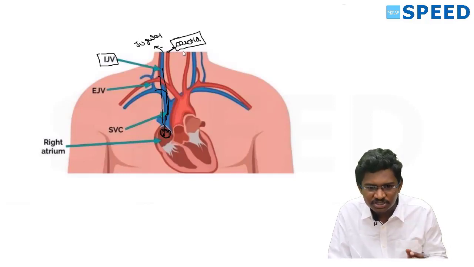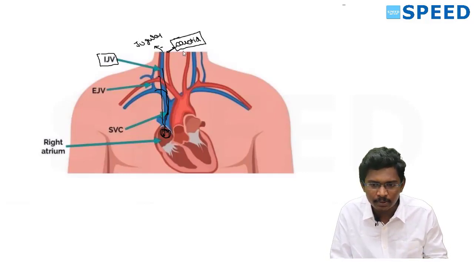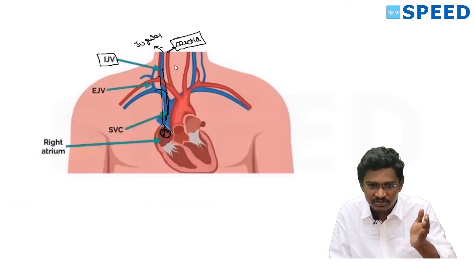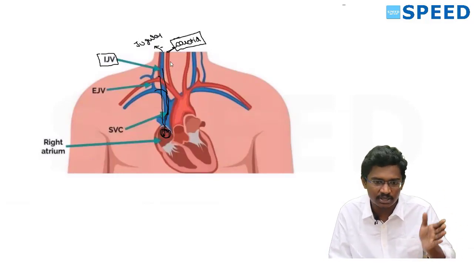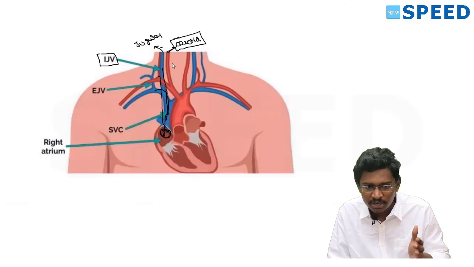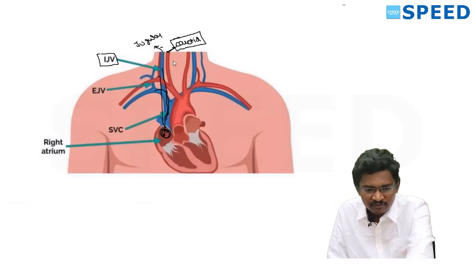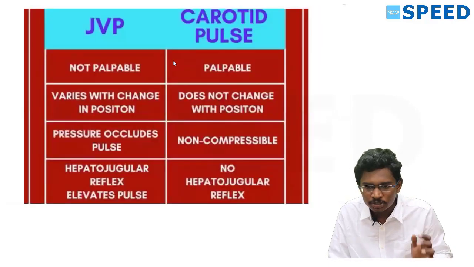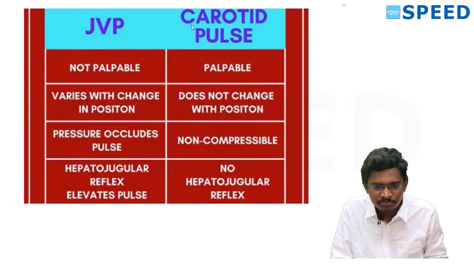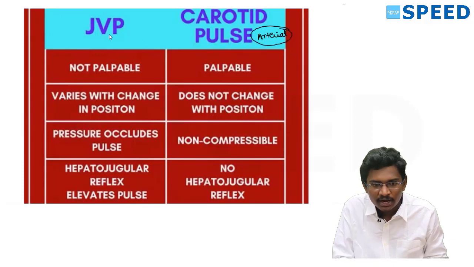Now our question is how to differentiate, clinically as a physician, or in an MCQ, how you are going to differentiate it by clues. See, first thing is carotid and JVP. Carotid is an arterial pulsation, and jugular is a venous pulsation.